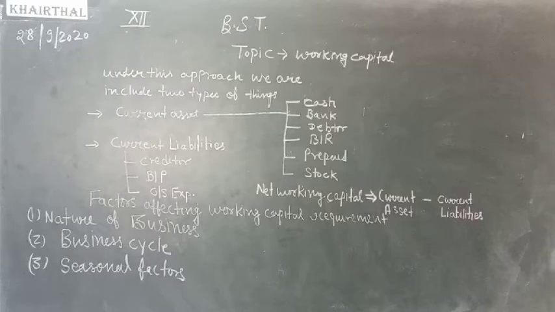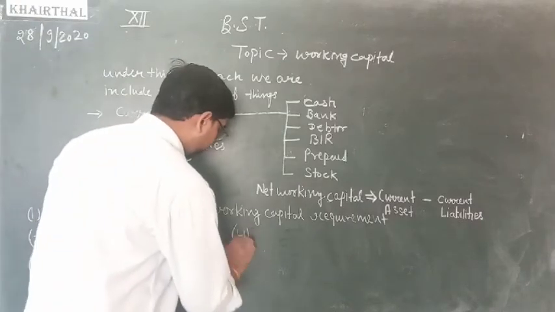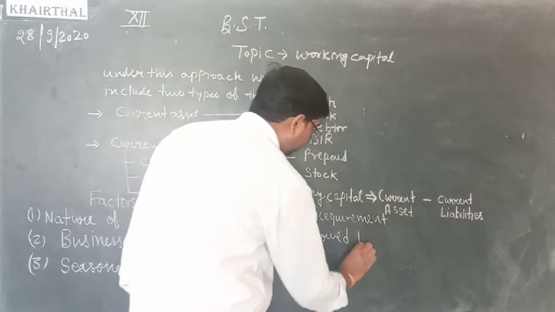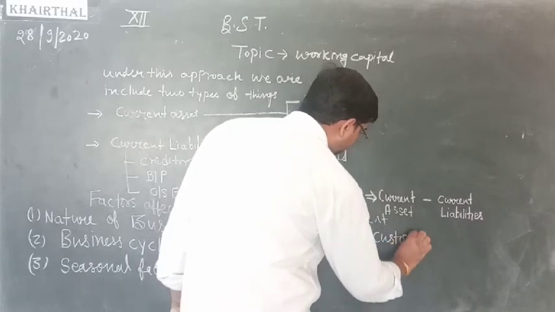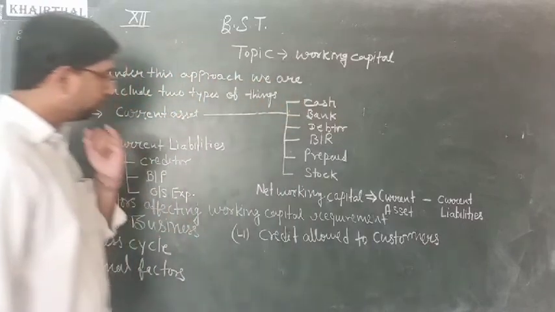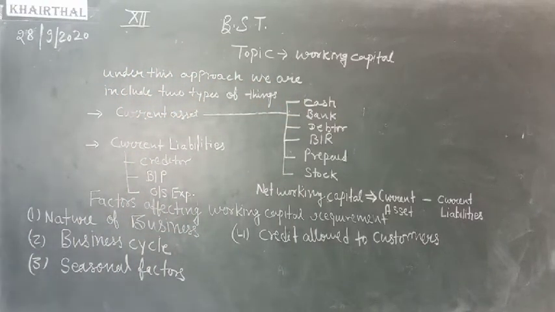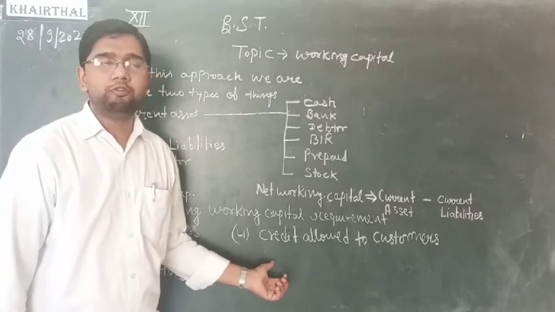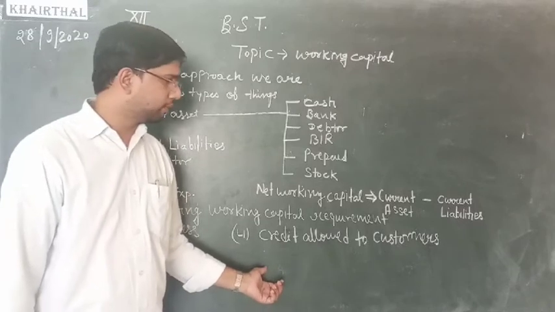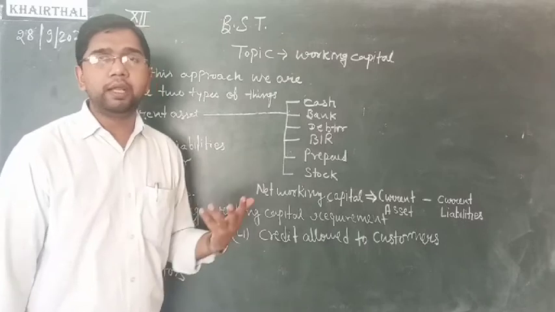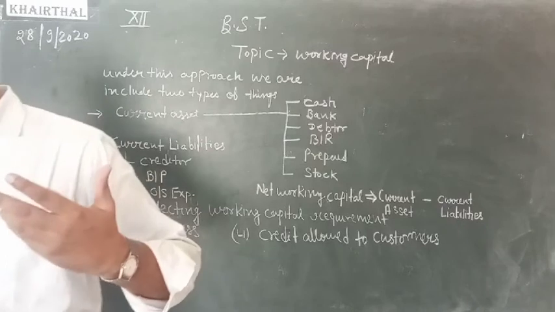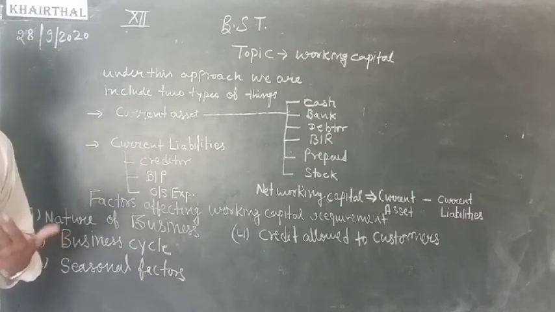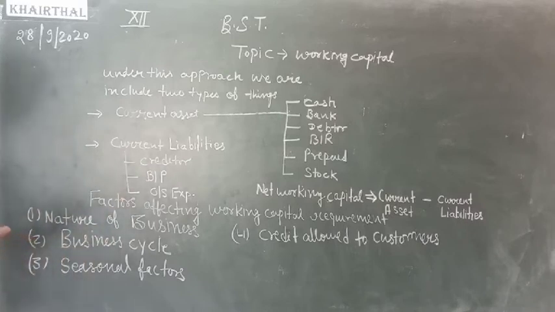Next, credit allowed to customers. When Ramesh sells goods to Sita on 15 days credit basis, the credit period allowed by the owner is 15 days. After 15 days, payment is not received from Sita. So working capital is again affected by the credit policy toward customers.